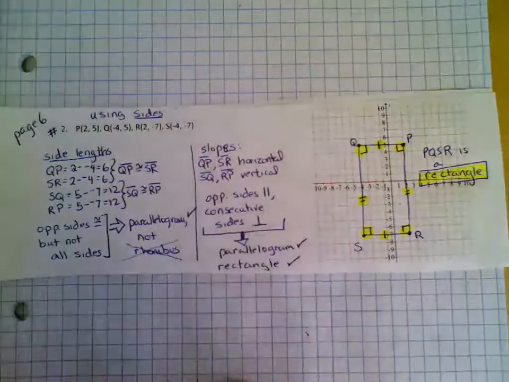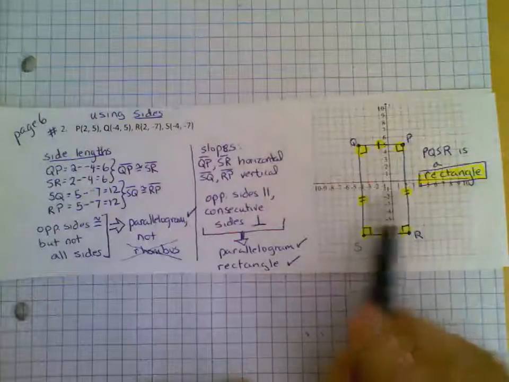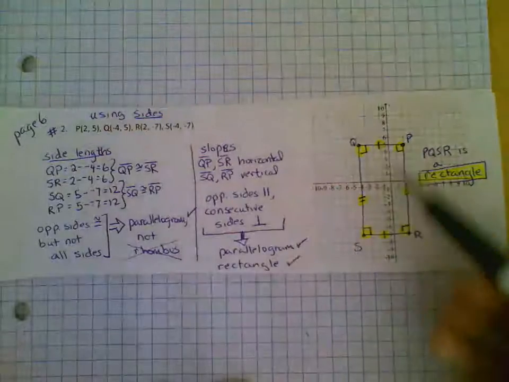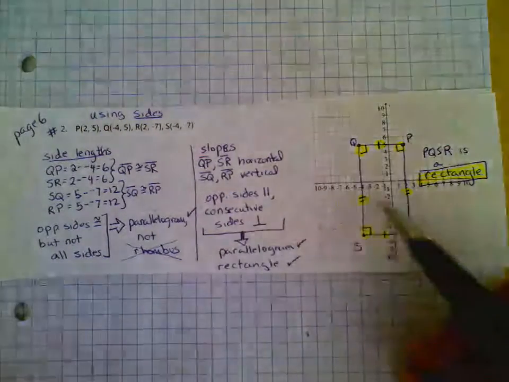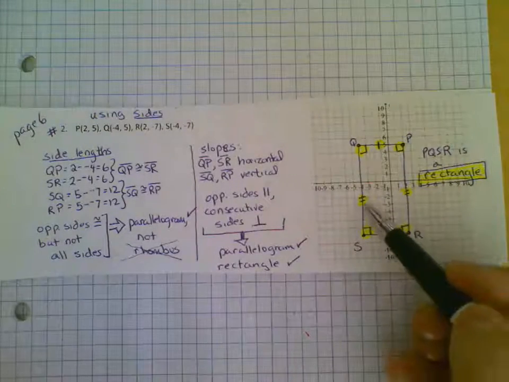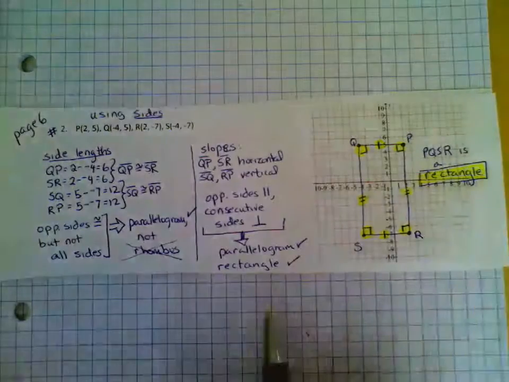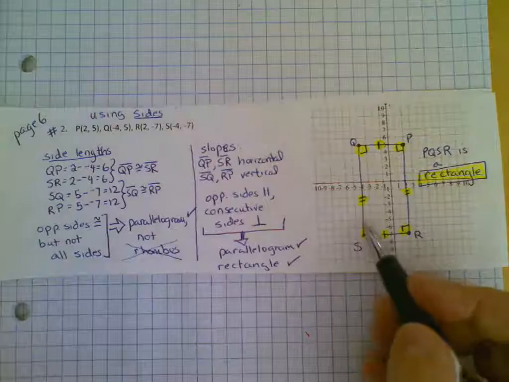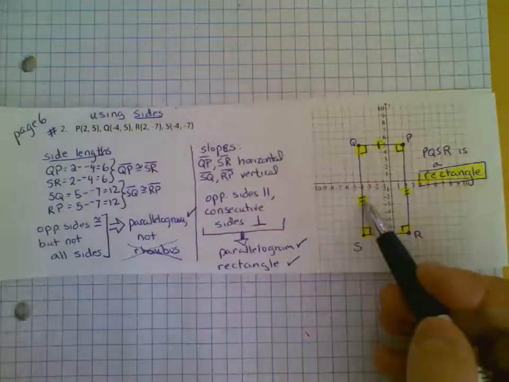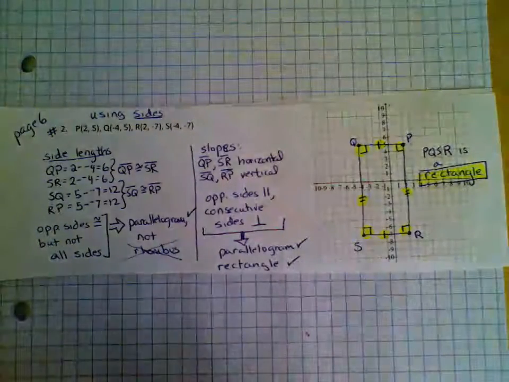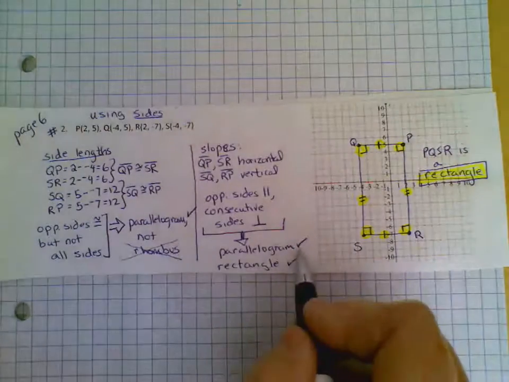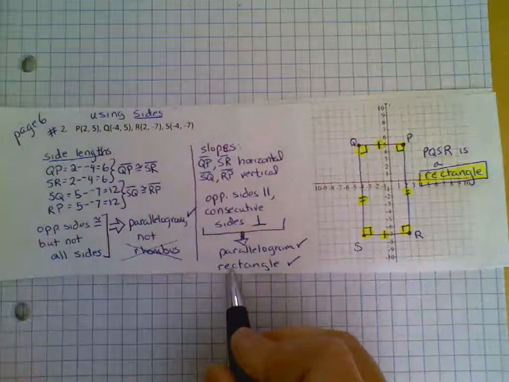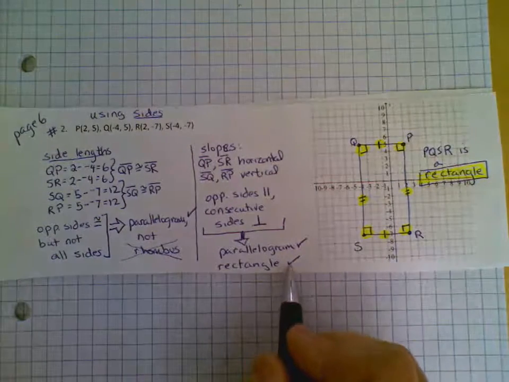These are vertical lines. 2 vertical lines are always parallel. 2 horizontal lines are always parallel. So the opposite sides are parallel. And the consecutive sides, like SQ and QP, those are perpendicular because a vertical line segment and a horizontal line segment will always be perpendicular. So because the opposite sides are parallel, it's a parallelogram. And because the consecutive sides are perpendicular, it's a rectangle.